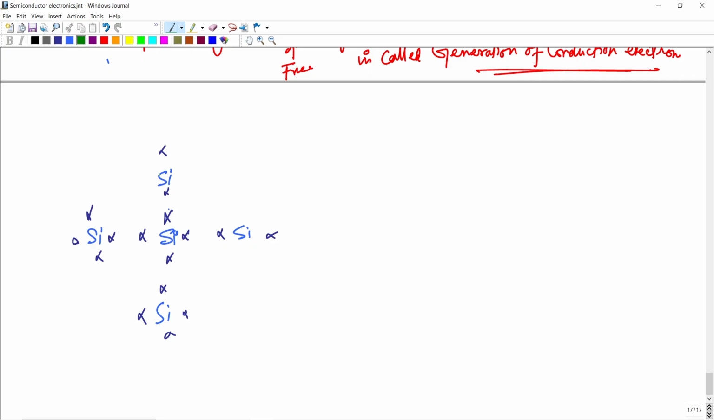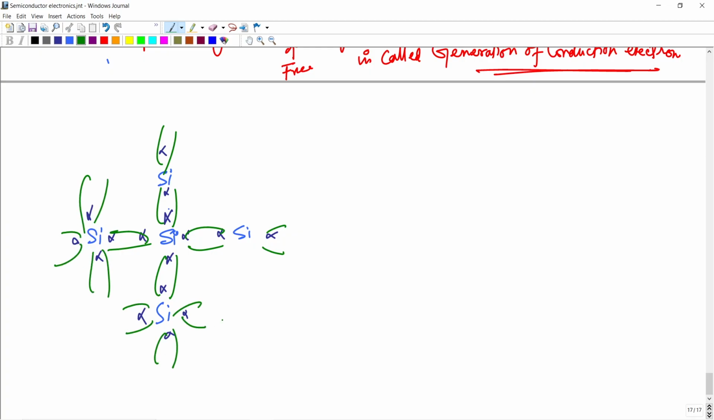And now that this process is continuous. Due to thermal agitation we lost this electron, and this electron goes in that direction, suppose here, and this electron is now free, so it creates a hole here.